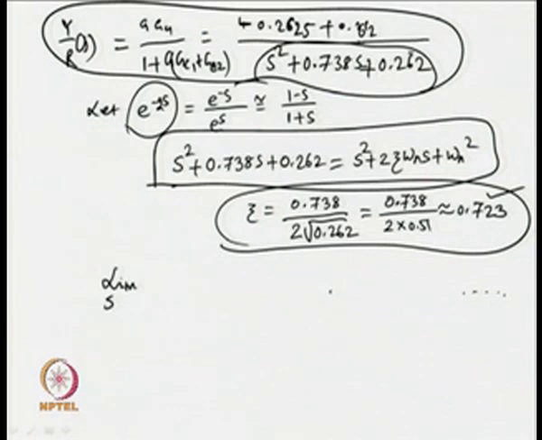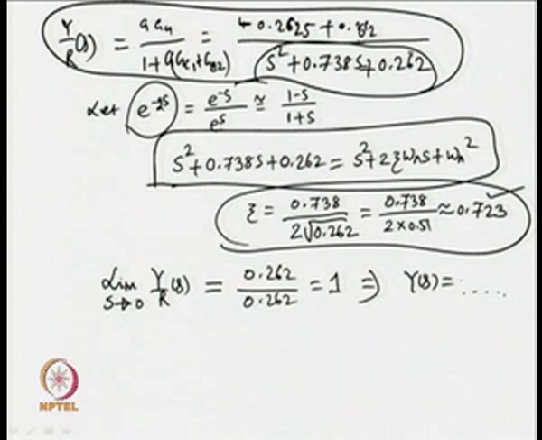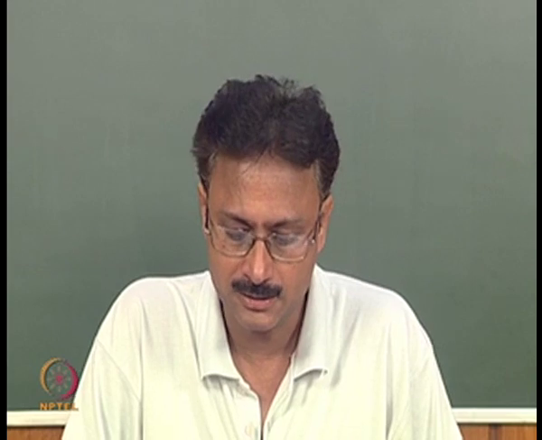The steady state response can be found with the help of the expression limit s tending to 0 of Y upon R(s), that will give us 0.262 upon 0.262 equal to 1, implying that Y(s) equal to R(s). So, the output becomes the desired output in steady state. This information can easily be obtained from the closed loop transfer function. That means, the steady state error of the closed loop system response is 0.